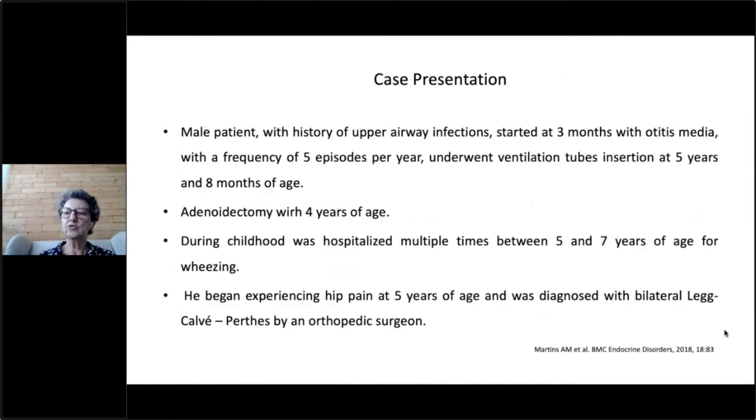He underwent ventilation tubes insertion at 5 years and 8 months, adenoidectomy at 4 years of age, and during childhood was hospitalized multiple times between 5 and 7 years of age for wheezing. He began experiencing hip pain at 5 years of age and was diagnosed with bilateral Legg-Calvé-Perthes by an orthopedic surgeon.